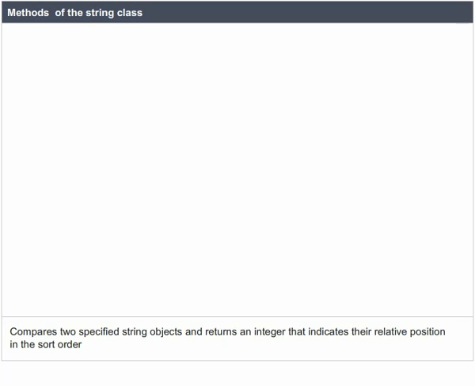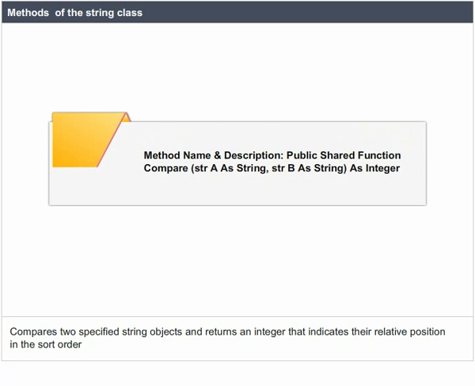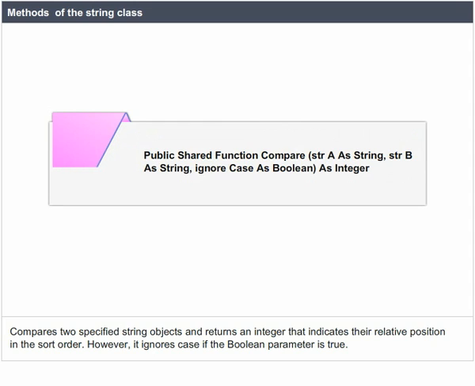Method name and description. Public Shared Function Compare(strA As String, strB As String) As Integer. Compares two specified string objects and returns an integer that indicates the relative position in the sort order. Public Shared Function Compare(strA As String, strB As String, ignoreCase As Boolean) As Integer. Compares two specified string objects and returns an integer that indicates the relative position in the sort order. However, it ignores case if the Boolean parameter is true.